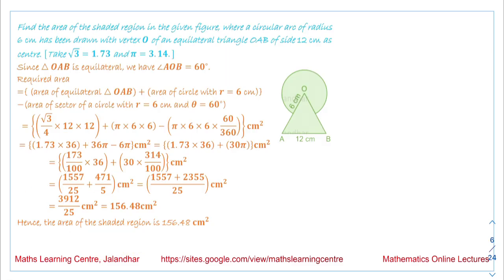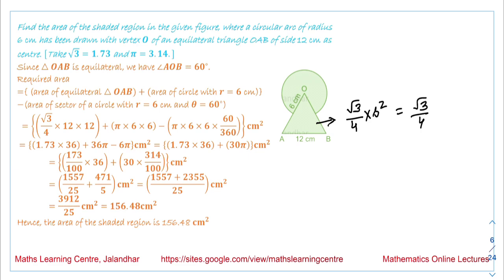Next is, find the area of the shaded region in the given figure, where a circular arc of radius 6 centimeter has been drawn on vertex O of the equilateral triangle whose sides are 12 centimeter. So we are talking about the area of the equilateral triangle. It is root 3 by 4 into side square.